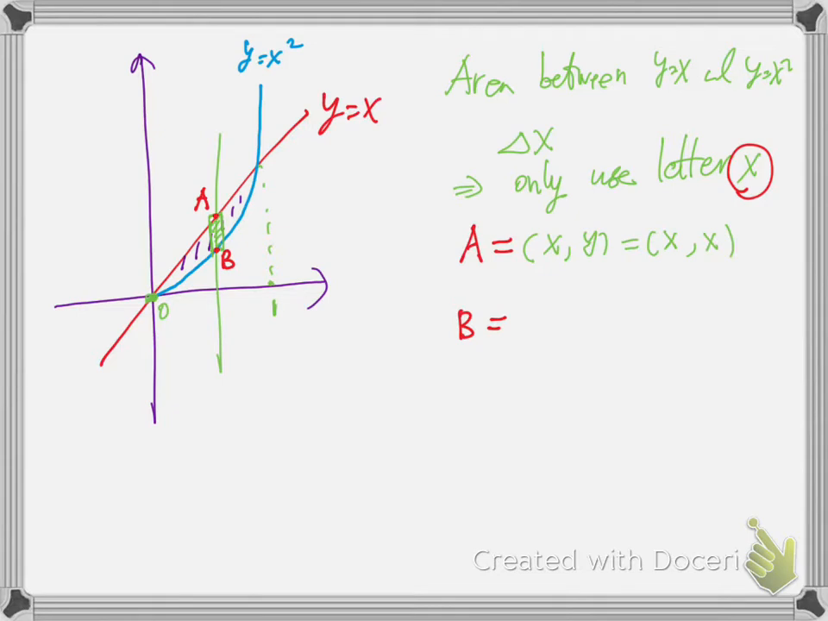B is on the blue parabola, so B is (x, y), and this y is equal to x squared, so B is (x, x squared). You write down the coordinates of A and B, and if you like, you can also label them here.